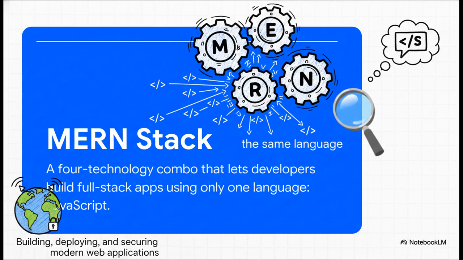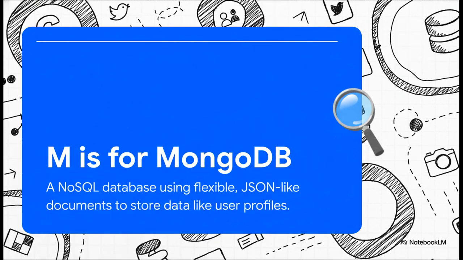Let's break down what each letter actually stands for. First up, we've got MongoDB. That's the M. This is your database. Now, instead of old-school rigid tables, it stores data in these flexible JSON-like documents. And this is a total game changer for JavaScript apps because the data format is basically the same as the objects you're already using in your code. It's perfect for everything from user profiles to blog posts.